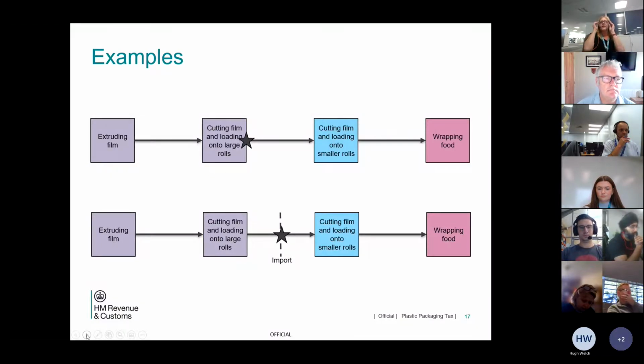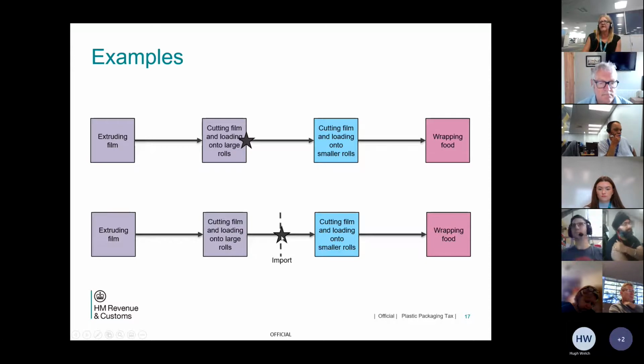Here is a film example. Business A is extruding it and cutting it and putting it onto large rolls. So we say that this product is finished at this point here. Somebody else is cutting it and somebody else is wrapping it, so those aren't considered substantial. Similar example here where they import other film. I think this example is designed to show that it's being imported into the country. The point of import would be where it is finished.